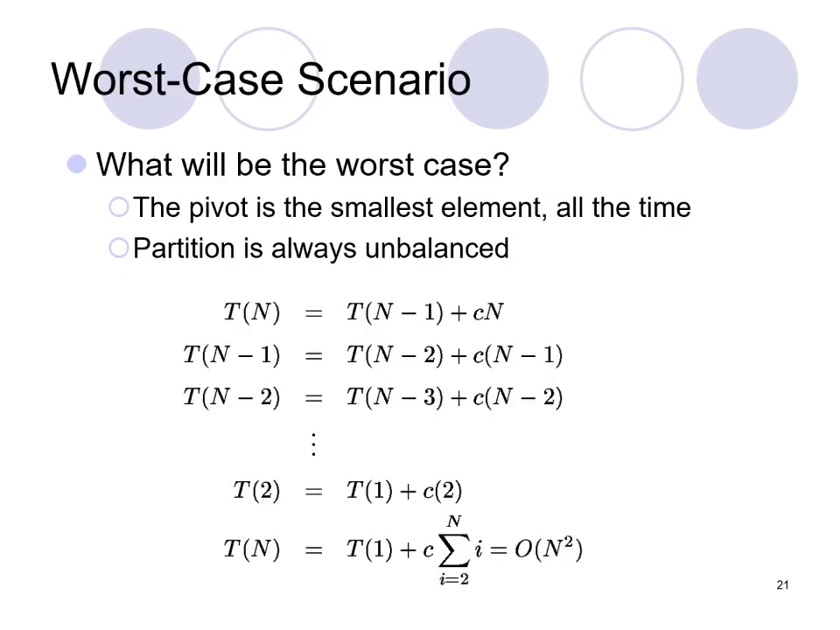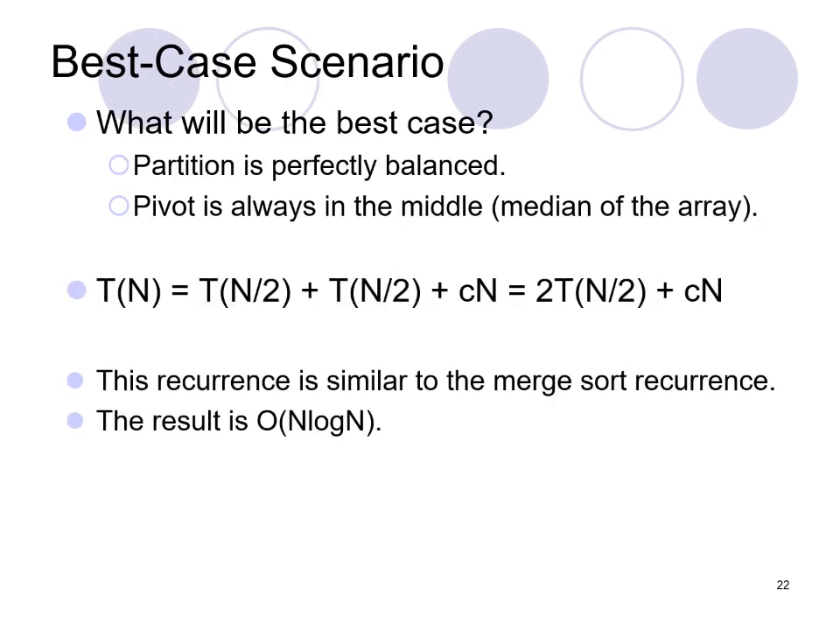What will be the worst case? The pivot is the smallest element all the time. The partition is always unbalanced. Now what will be the best case? The partition is perfectly balanced. The pivot is always in the middle.